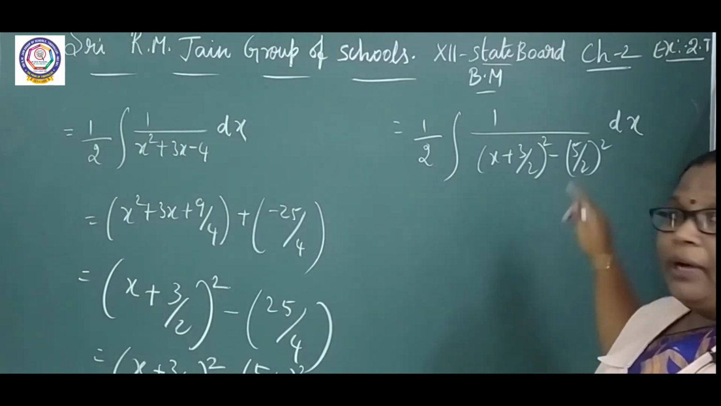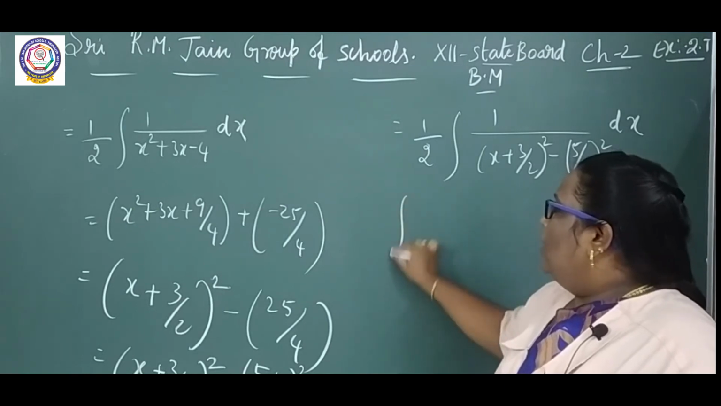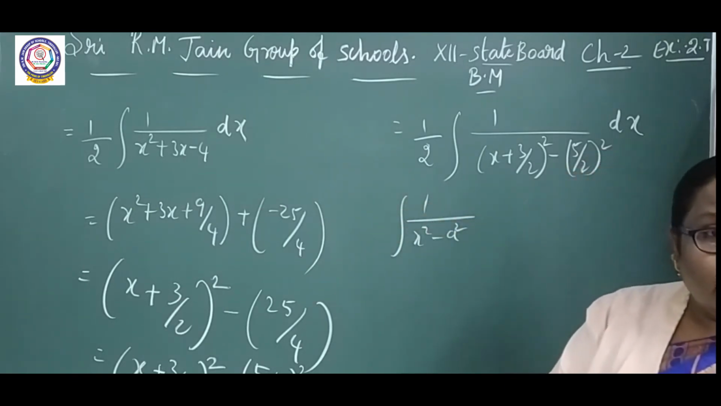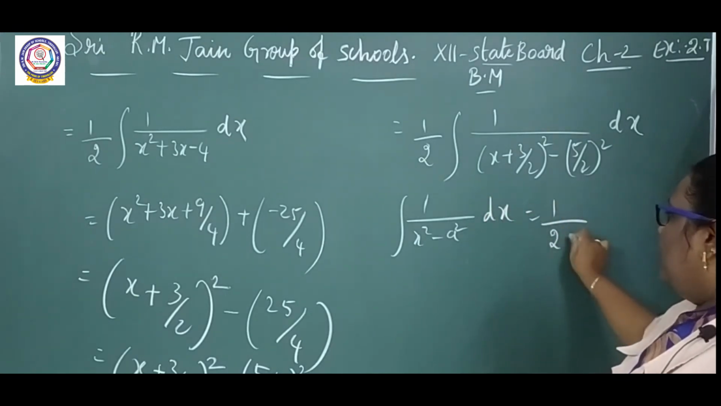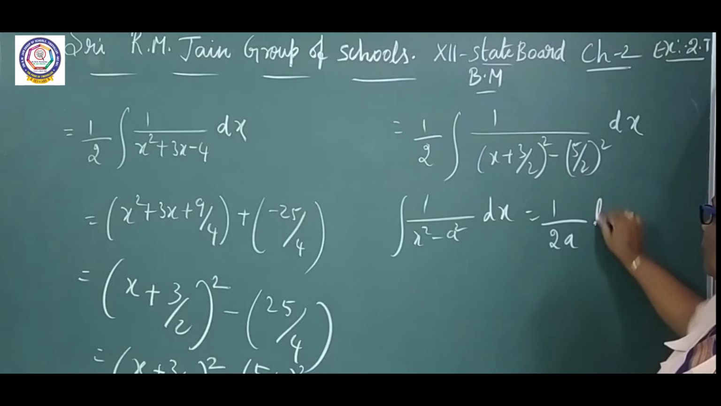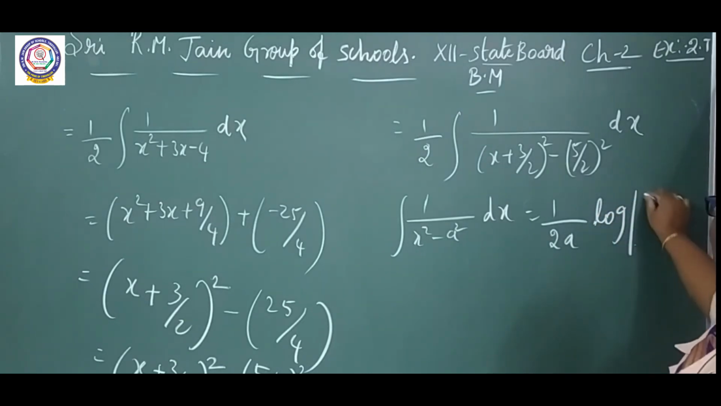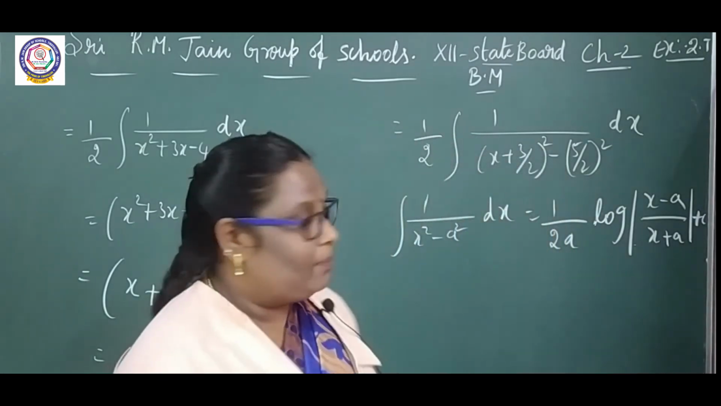So what is the formula? x square minus a square. So integral 1 by x square minus a square into dx equal to, what is the formula? 1 by 2a log of modulus of x minus a by x plus a plus c.